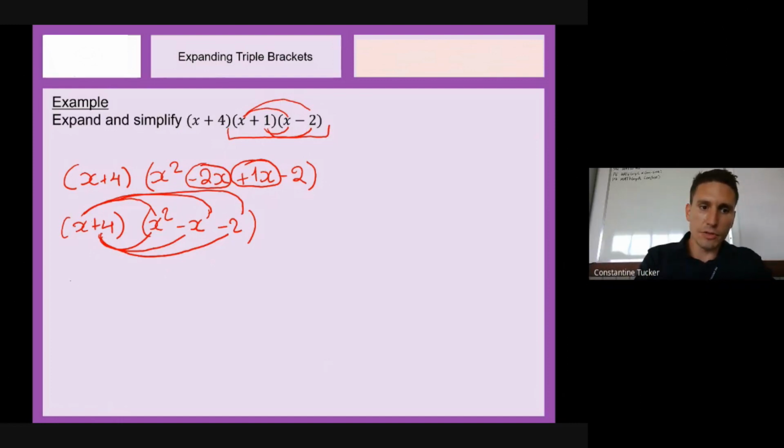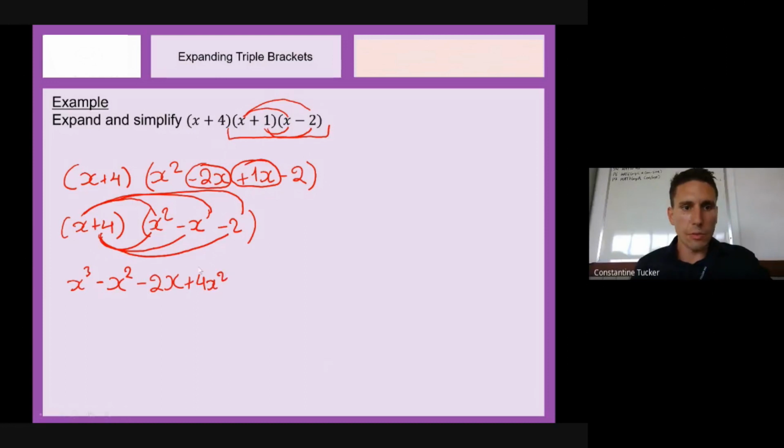So x times x squared gives us x cubed. Then x times minus x will give us minus x squared, because x times x is x squared. And then we've got positive x times negative 2. So that's going to give us negative 2x. Now we'll move on to the terms which will start with 4 being multiplied with these. So positive 4 times x squared will give us positive 4x squared. Then we have positive 4 times negative x, which will give us negative 4x. And then last but not least, positive 4 times negative 2 is negative 8.